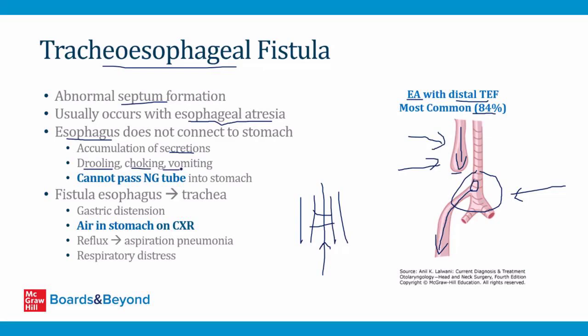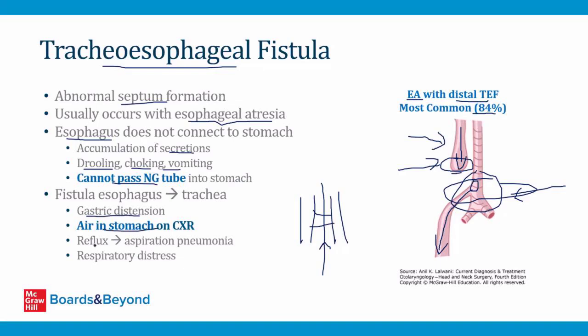And then classically, a finding is if you try to pass an NG tube into the newborn baby, you can't do that. It can't reach the stomach, and that's because of this blind ending sac of the esophagus right here. The other problem has to do with the fistula between the trachea and the esophagus here. Every time the baby takes in a breath of air, that air goes into the stomach. So the baby develops gastric distension. You can see lots of air in the stomach on chest x-ray.